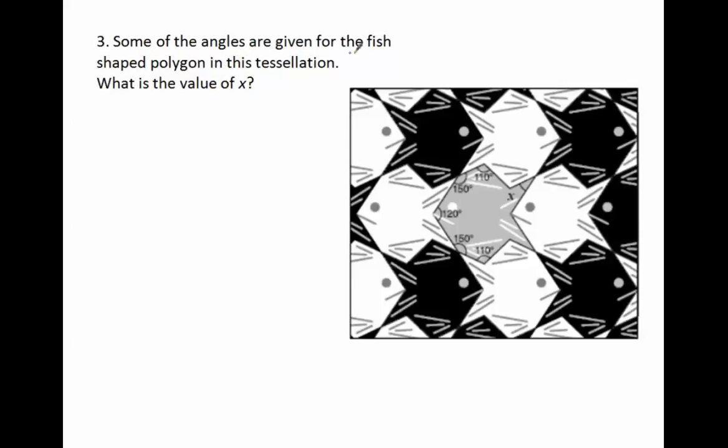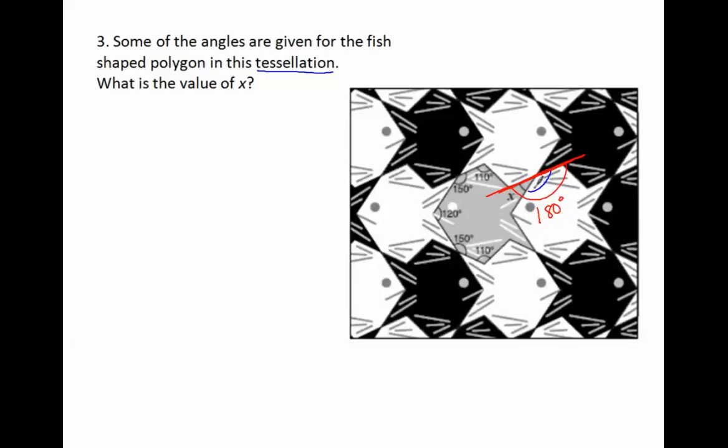Some of the angles are given for the fish-shaped polygon in this tessellation. What is the value of x? Well, the fact that it's a tessellation is very important because a tessellation is made from the same shape being repeated over and over in order to make that tiling shape. So if I see where the x is at this angle, it would be helpful to know how much the angle adjacent to it is. Why? Well, because those two angles that are adjacent to each other, they make up this straight line right here. And how many degrees is a straight line? 180 degrees. So if I know how much that angle is that's adjacent to the x, that will be helpful.